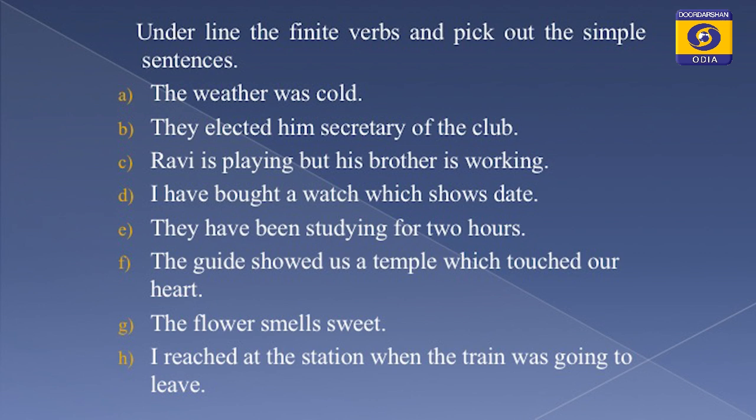I have bought a watch which shows the date. Here you see have bought is the verb, but have is the finite verb. Similarly, shows is another verb. We can say that is also a finite verb. There are 2 finite verbs in this sentence. Here, I have bought a watch is independent, but which shows the date is not independent. This is a dependent clause. So we can say this is a complex sentence, where one is an independent clause and the other is a dependent clause.